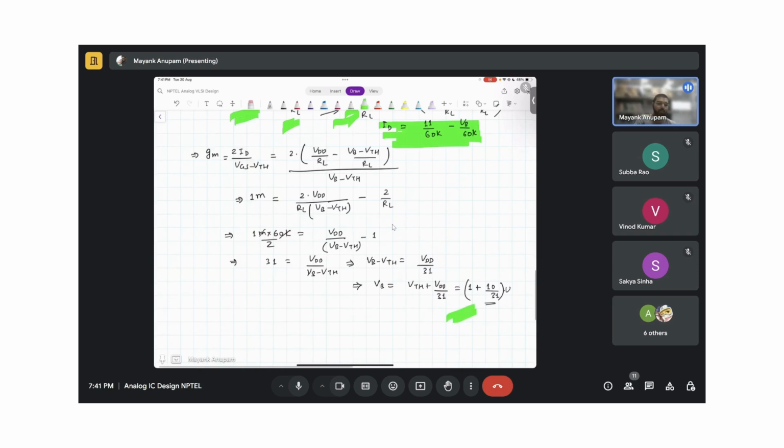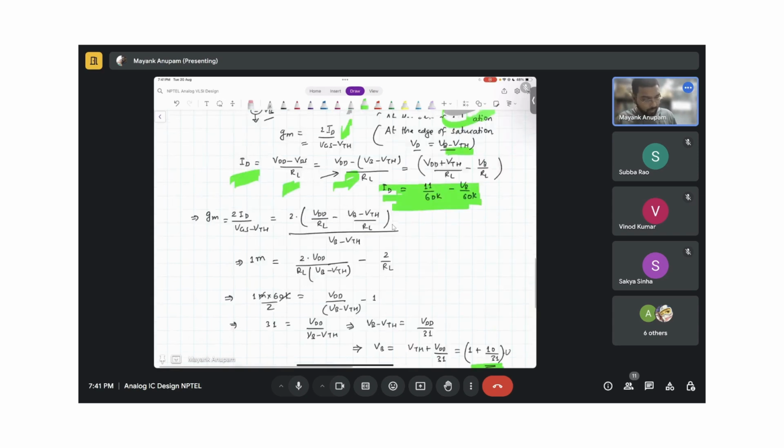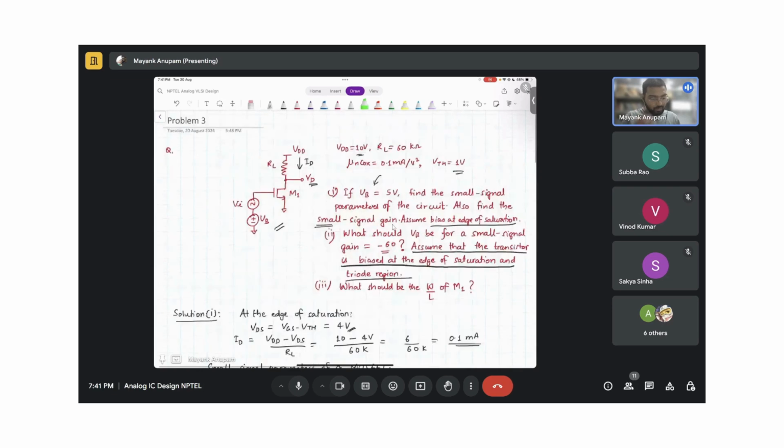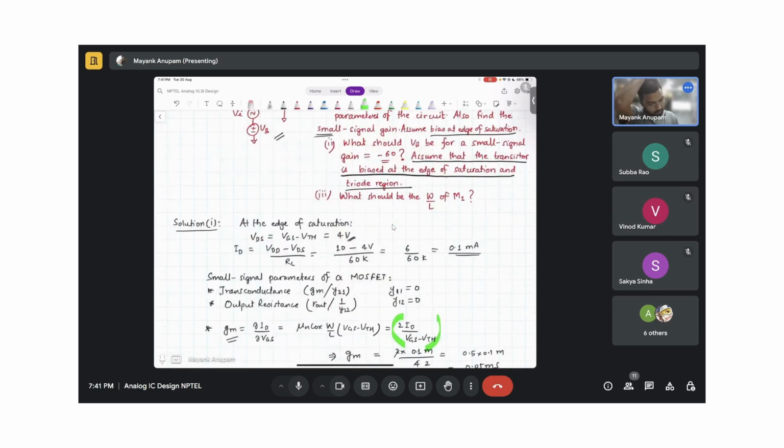So how much VB do you need? What is the value of voltage that you need? VB should be this particular value, right? For the incremental gain to be equal to minus 60, right? Did you understand this? How to solve? What did we do?